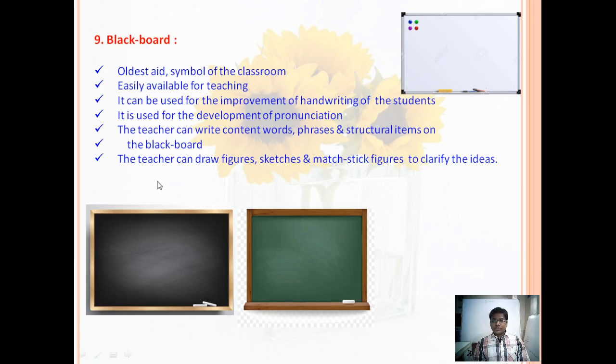Whatever the teacher teaches in the classes, whatever he writes on such a blackboard, there is a reflection of the content he delivers in the classroom. The writing of the teacher is the reflection of his personality on the blackboard. These days, green boards are also used, and white boards are also used. These are three different types of boards.